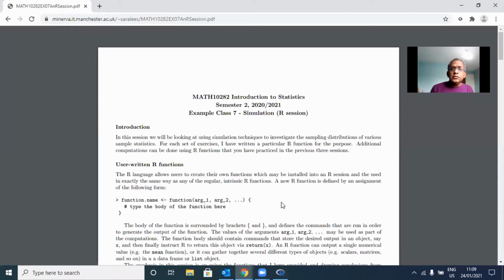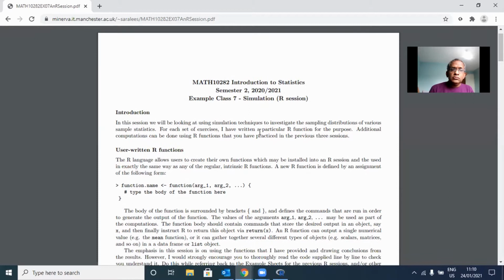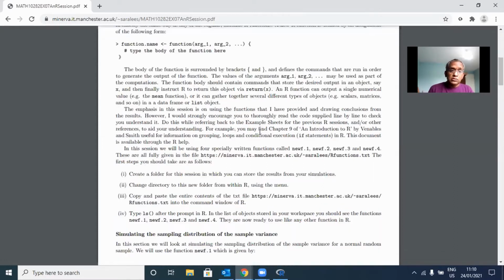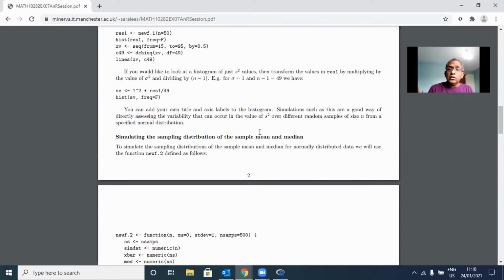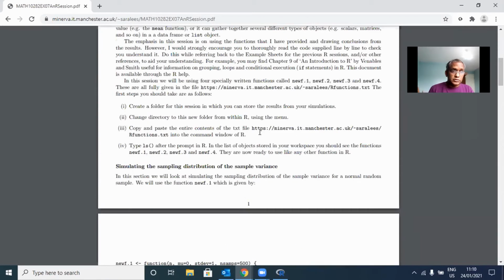Hi guys, this is a video solution for example tutorial sheet 7, which is about using functions in R and simulation and how to simulate from them. So as usual, I will go through this sheet command by command and also do the exercises.